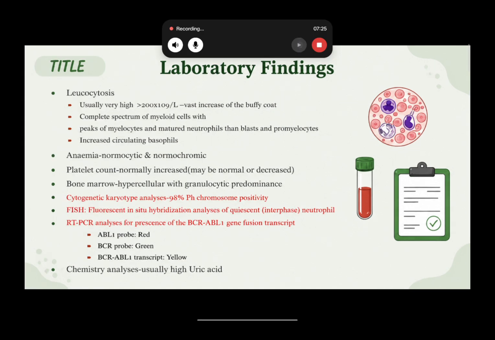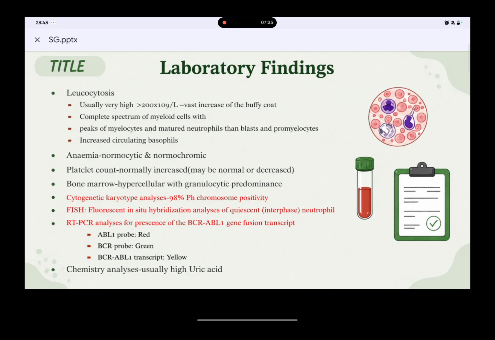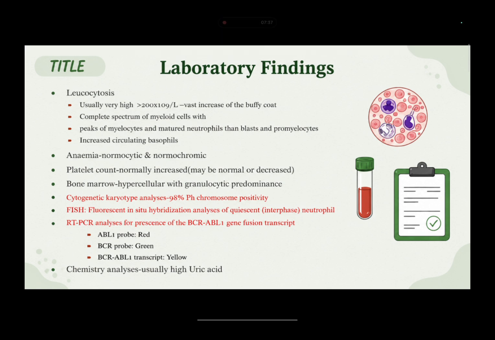For definitive diagnosis, we move beyond basic morphology to genetic testing. Cytogenetic karyotype analysis reveals 98% positivity for the Philadelphia chromosome. FISH identifies the BCR-ABL transcript using ABL1 transcript overlying fluorescent probes.